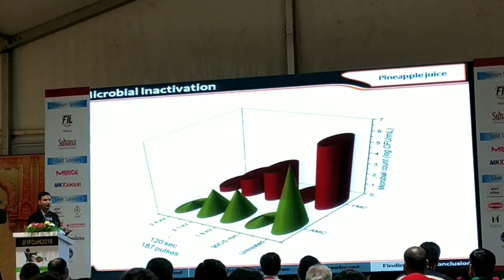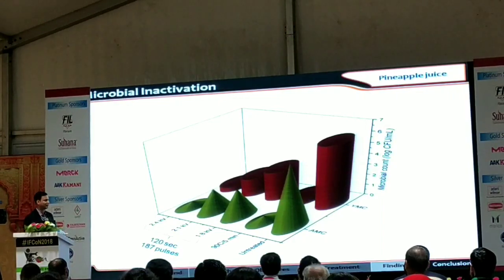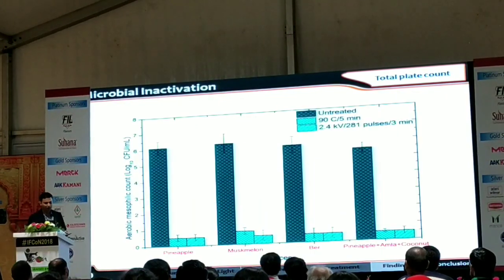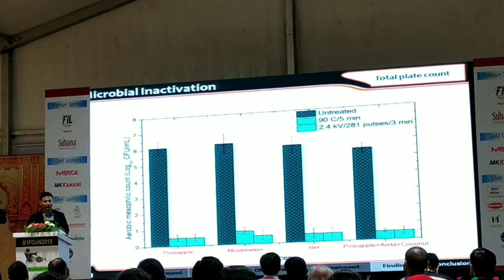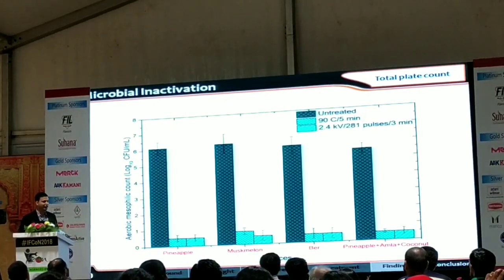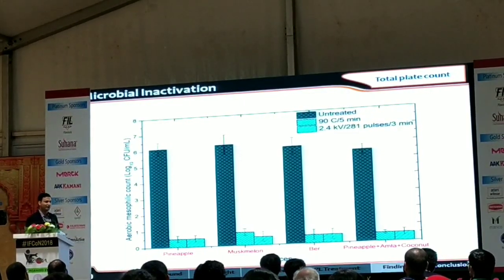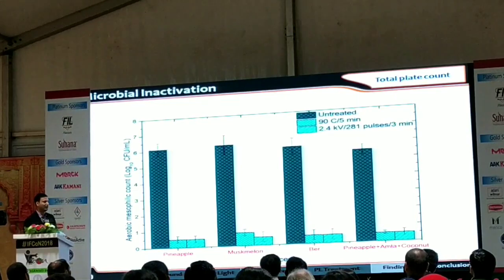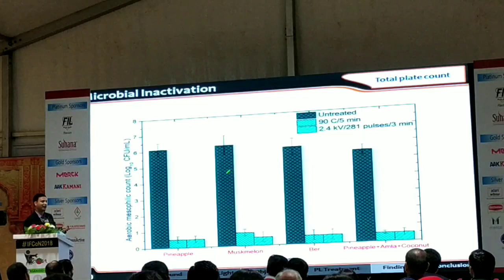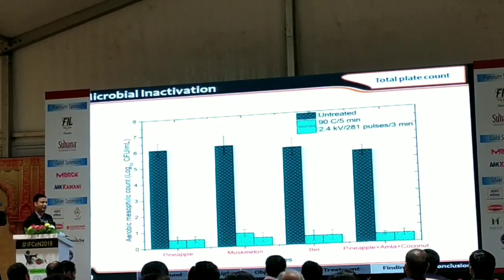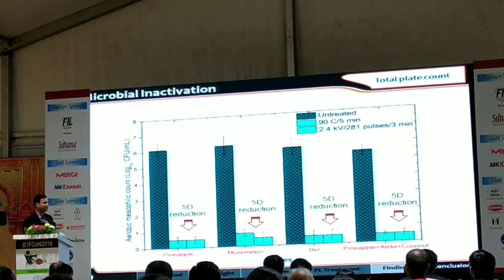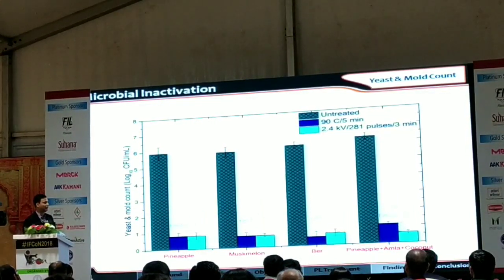Now we have to see what will happen to the other quality attributes. That previous example was with respect to pineapple juice. Then we have taken three different juices having different pH values and different sensitivities. Also we have combined the fruit juices, pineapple, amla and coconut, as mixed fruit juices, and we see that for the same exposure we are getting the 5-log reduction. That means it has the capability to preserve the food, and we can say that it has the capacity to pasteurize fruit juices.